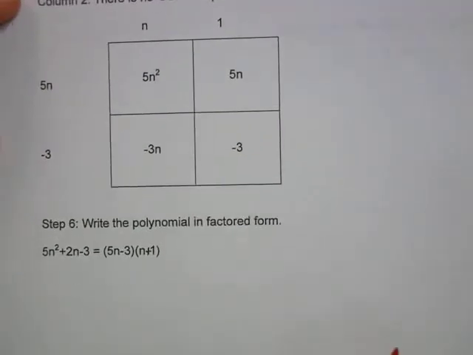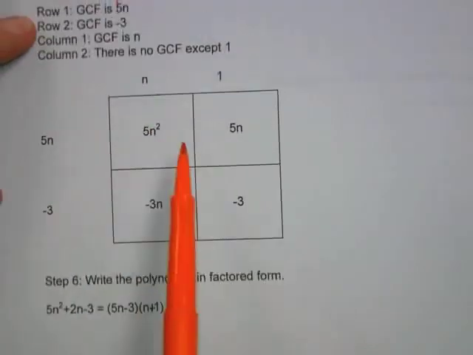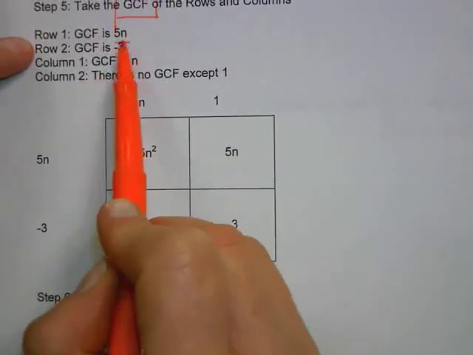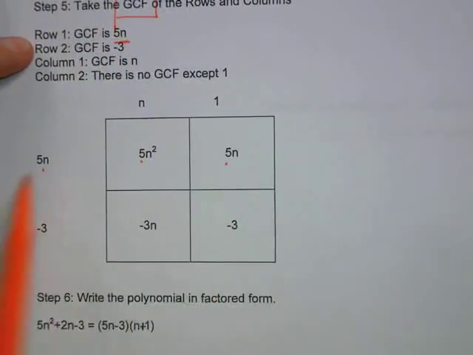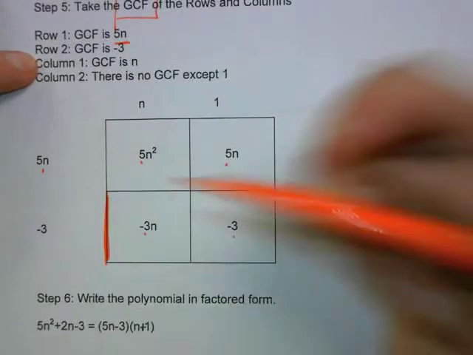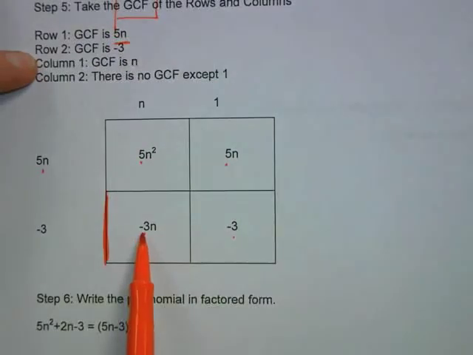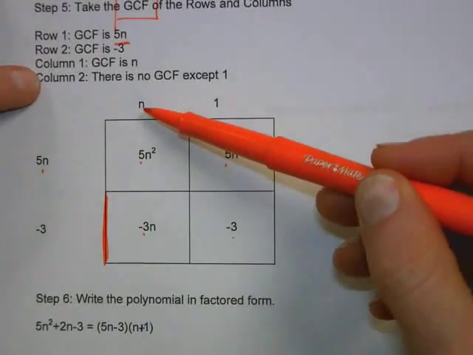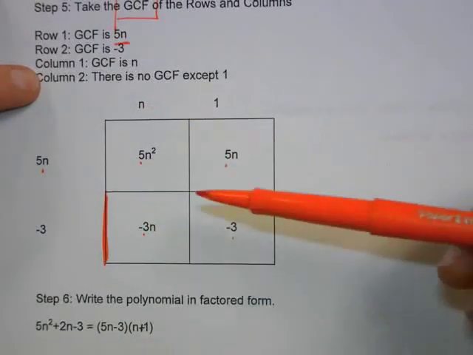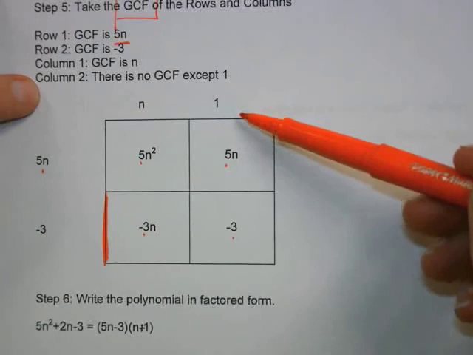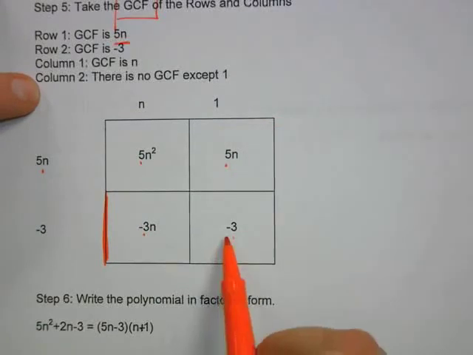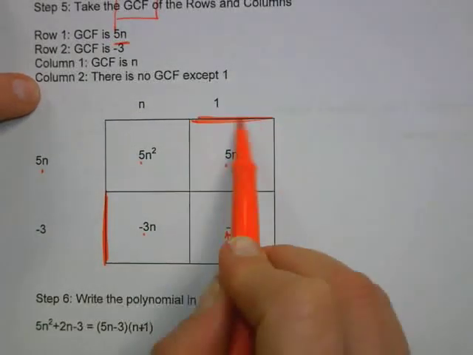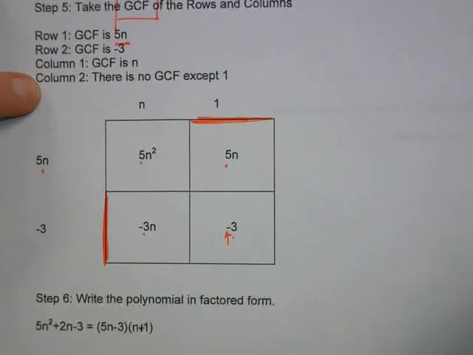So in row 1, the GCF is 5n. They each have a 5n, it comes out. In row 2, the GCF is negative 3. And remember we talked about this, this door cannot have a negative number touching it, so the negative had to come out. In column 1, the GCF is just n. And in column 2, there's no GCF except for 1. Now you may say, hey, there's a negative there, but this door where it's going to go out doesn't have a negative, so that's okay.